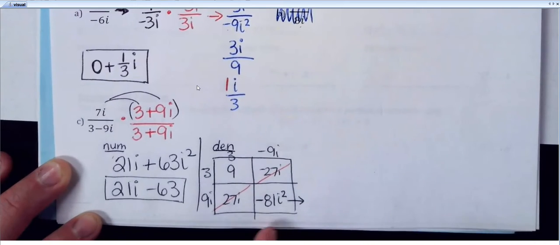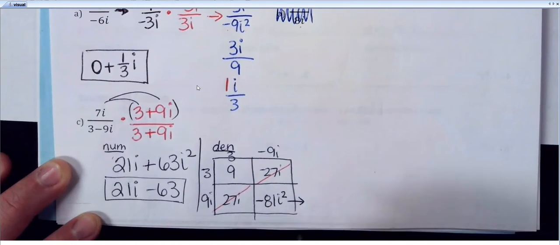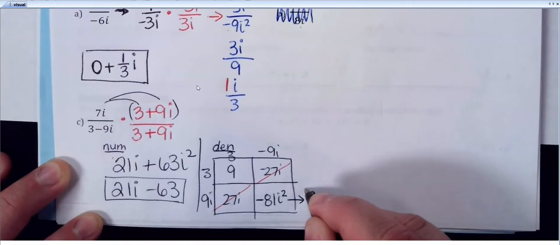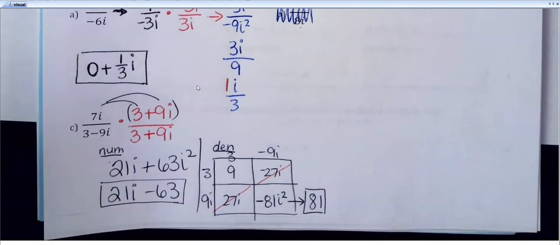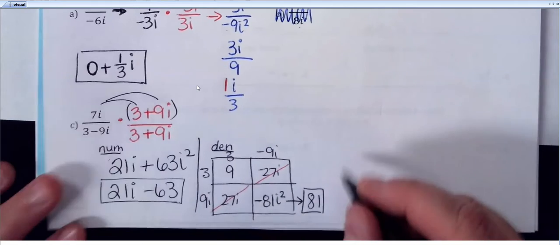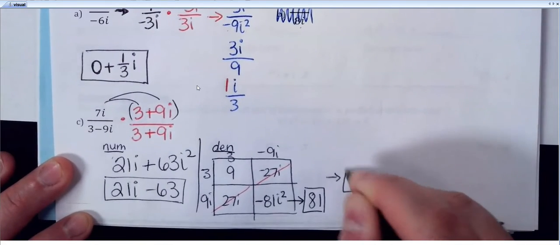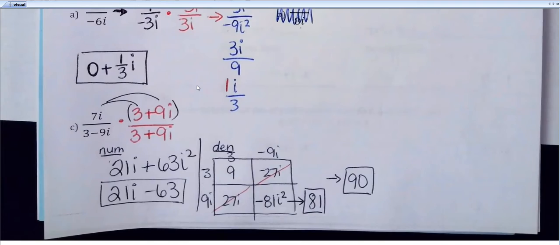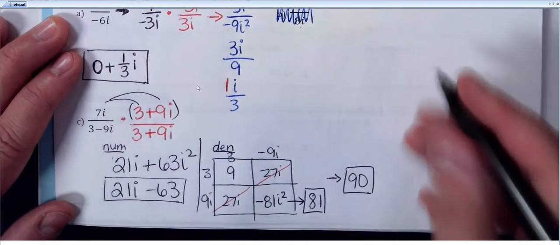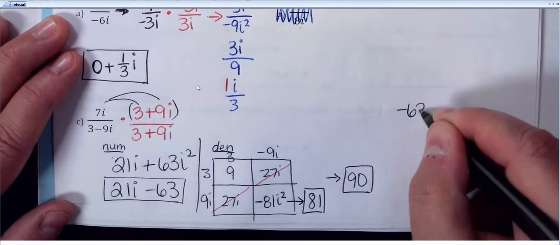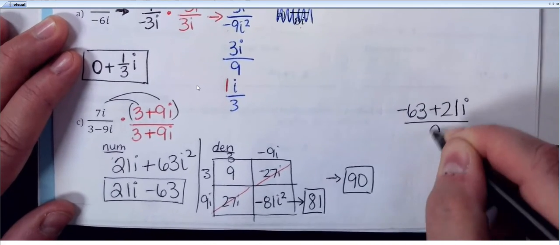What is this box really equal to? 81, right? Because you have negative 81 times negative 1. So that's really what's going on there. Now, all that's left is the 81 and the 9. So all in total, the denominator there would be 90. Okay, so my numerator was, I'm just going to write this so the real part comes first. Negative 63 plus 21i all over 90.